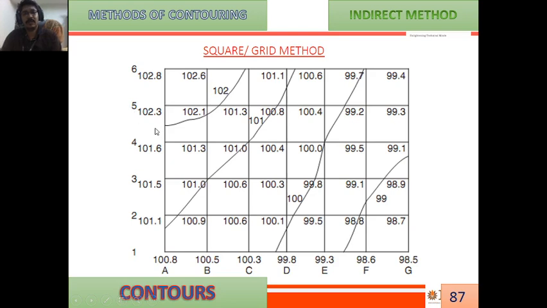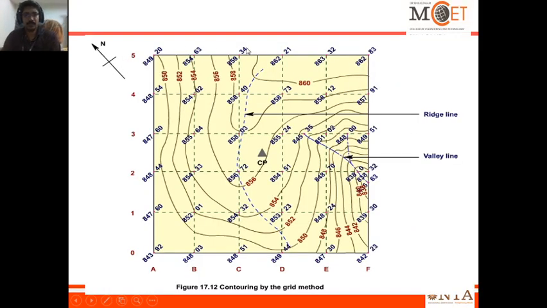So the equal elevations are joined, right? And it is one more example, and we can fix the direction of the field also with the help of a compass. So from that you can obtain the equal contour maps. This shows where the valley line is, where the ridge line is. If the terrain is too flat, the contour interval can be more, and if it is a steep elevation, the contours will be very close, right? So such a thing can be obtained using the square method or the grid method.